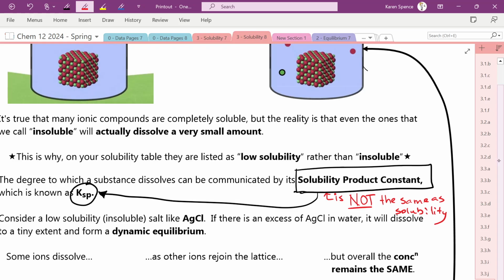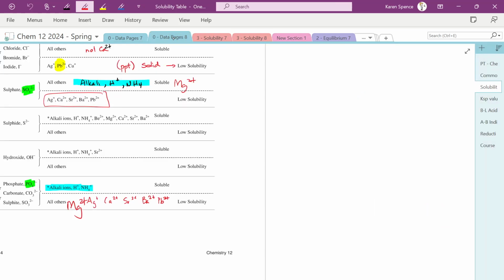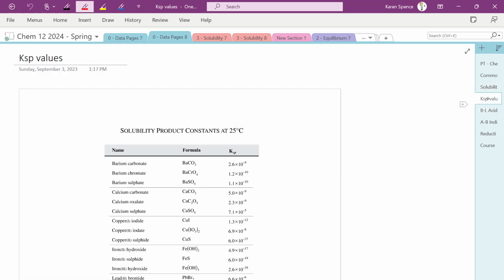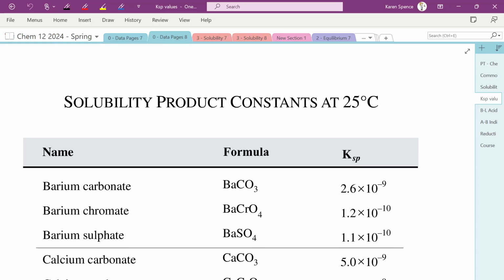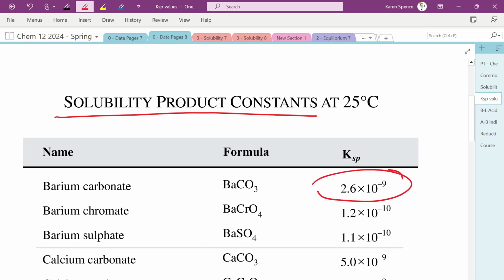It's because if we go to our data pages and we look on page 5, it says solubility product constants at 25 degrees Celsius. And people see that word solubility and they think, oh, that's the solubility. And in a multiple choice question, it'll say, what is the solubility of barium carbonate? And one of the options will be 2.6 times 10 to the negative 9. And that will be wrong.